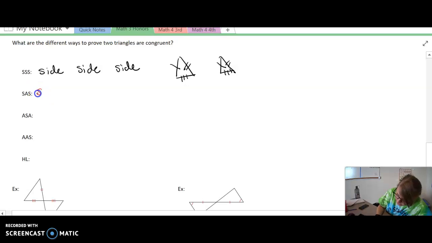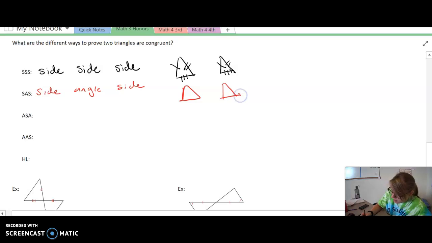Next, we have side, angle, and another side. So it's like sad, but you're sassy. So you have a triangle and a triangle. So you have your one side, and then you have an angle, and then you have another side. The important thing that you need to mark about this is that it has to be in that order. It cannot be angle, side, side. It can't be angle, angle, side.